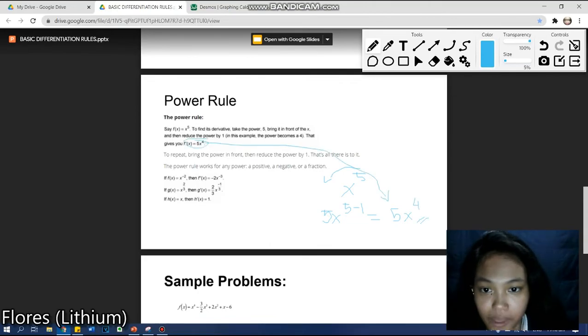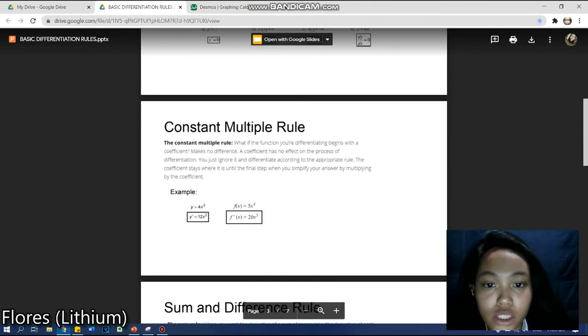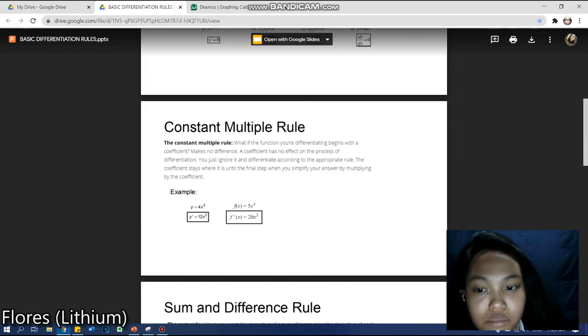So the same applies for a positive, a negative, or a fraction, the constant multiple rule. So what if the function you're differentiating begins with a coefficient, or a number before the variable? It makes no difference. A coefficient has no effect on the process of differentiation. You just ignore it and differentiate according to the appropriate rule. The coefficient stays where it is until the final step when you simplify your answer by multiplying by the coefficient.